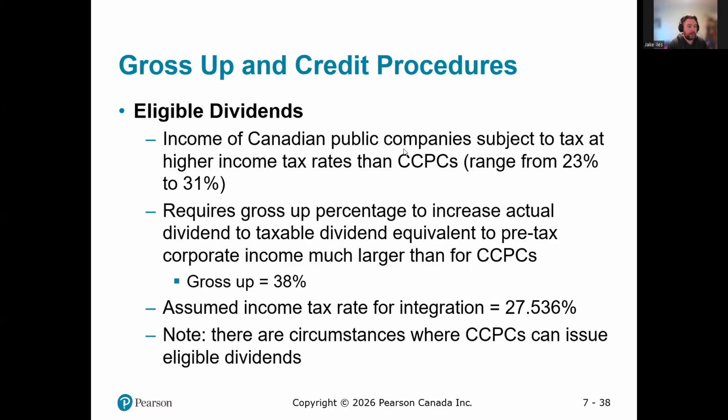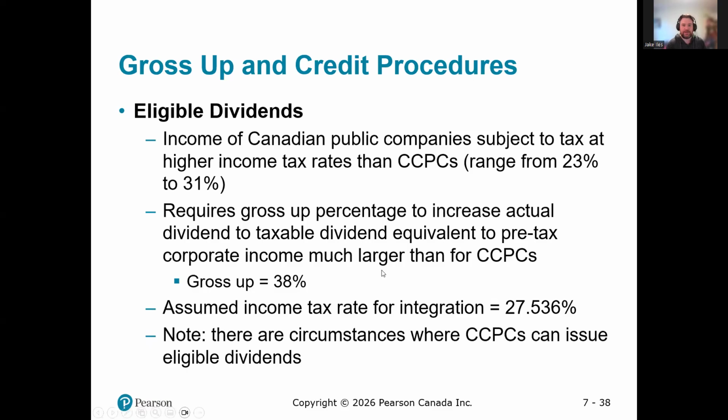Income from Canadian public companies is subject to higher income tax rates than CCPCs. In Canada, this can range from 23% to 31%. In Ontario, we're at 26.5% generally. This requires a gross up percentage of roughly 38%.